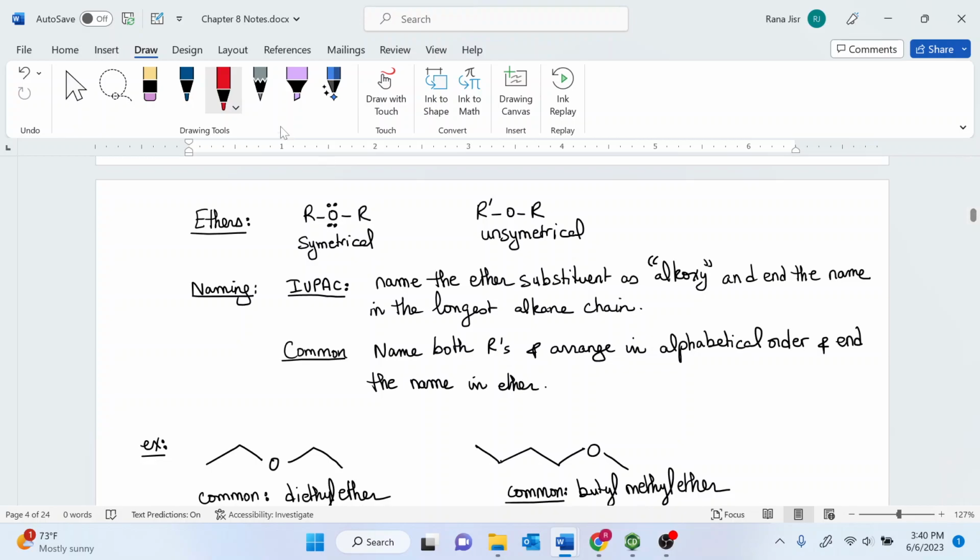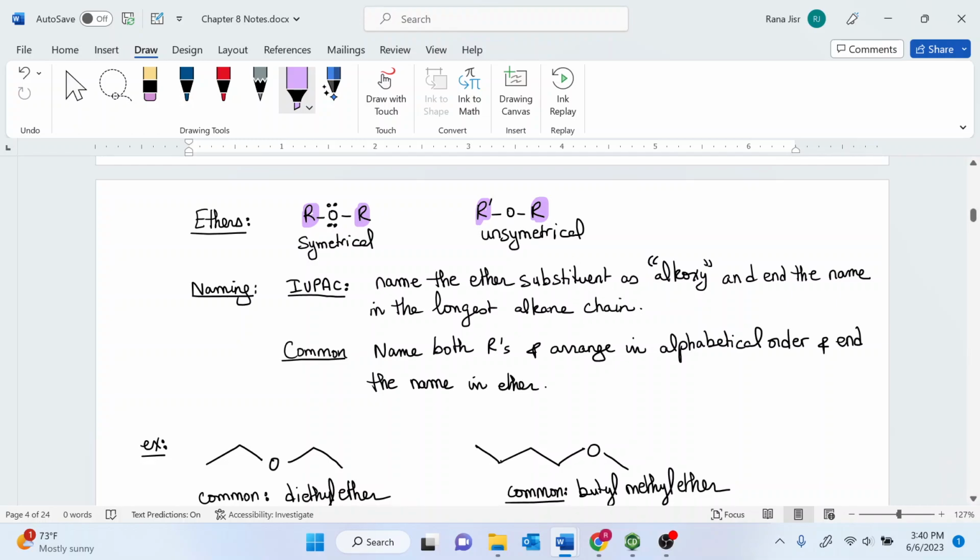To name ethers, there are 2 types of ethers. Ethers that are symmetrical, and symmetrical ethers means that they have the same R's. And ethers that are not symmetrical, they have different R's in there. In this case, when you want to name an ether, always name it as an alkoxy: methoxy, ethoxy, and so forth. And ethers do not go at the end of the name, so they are not a parent name. They are always named as a substituent, as an alkoxy substituent.